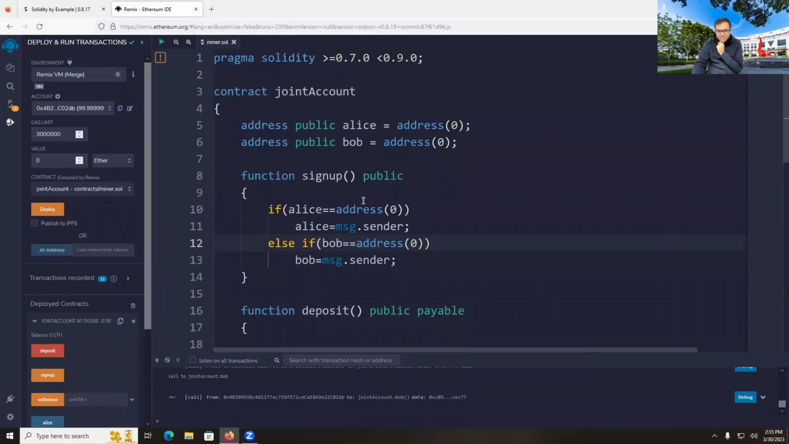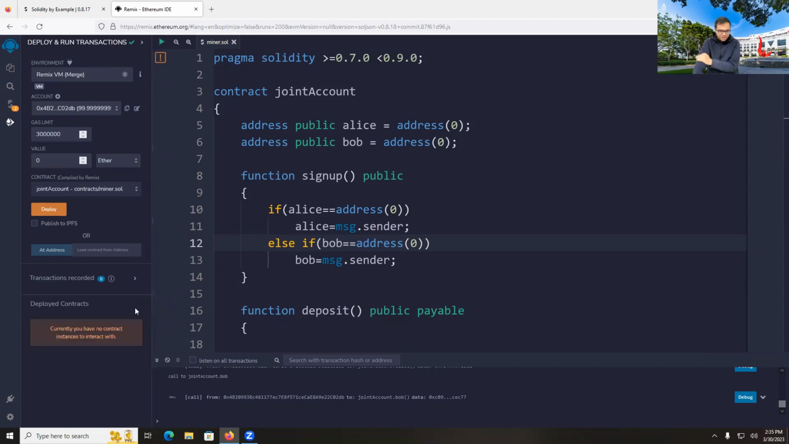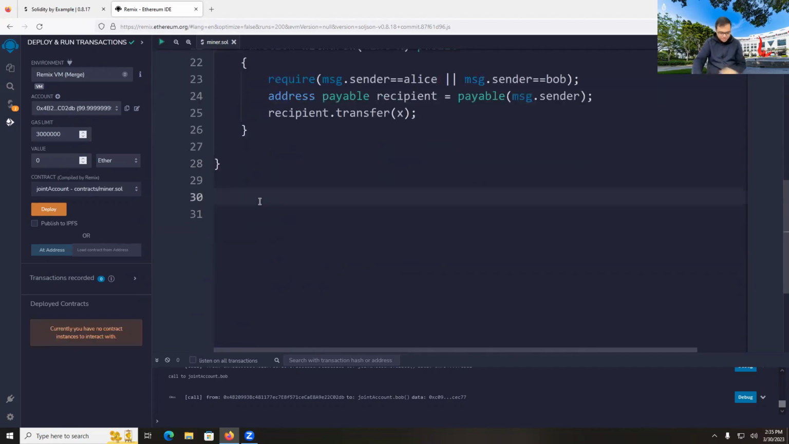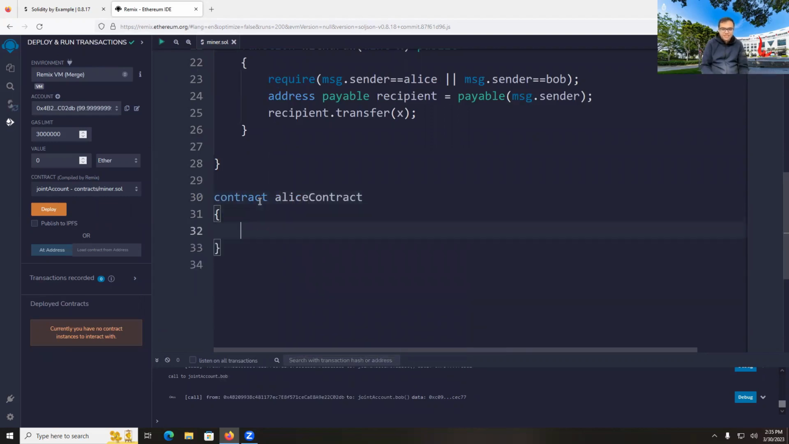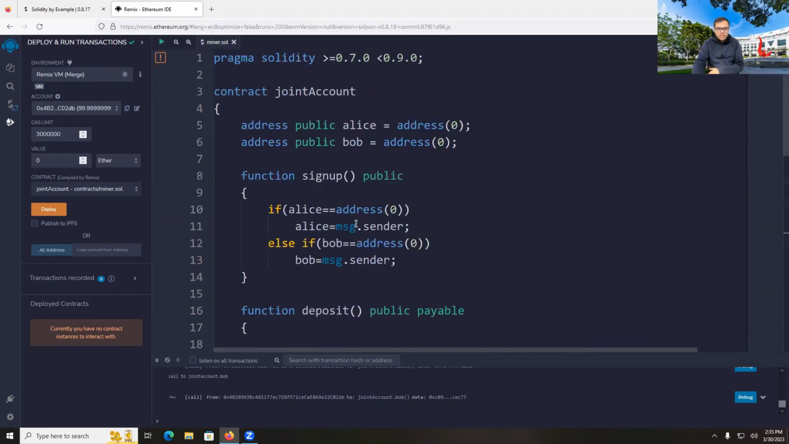But the part that is interesting to me now is that I'm letting Alice and Bob just be addresses. And I said that every account on this blockchain has an address. That includes the contracts. So now I can write a contract that signs up in this contract as Alice, right? So I can have another contract. Let's call this one Alice contract. So Alice actually uses her contract, let's say, to sign up instead of using her own public key to sign up.